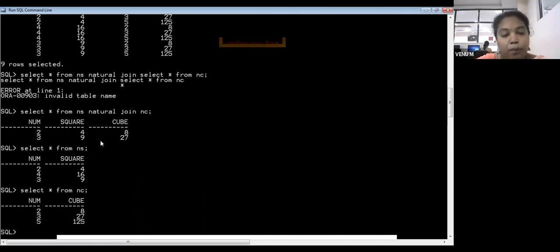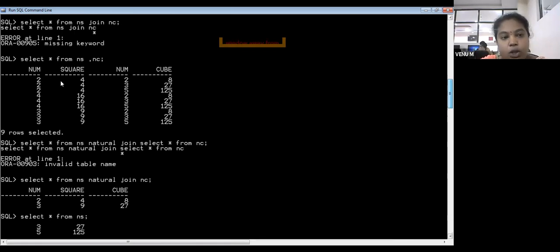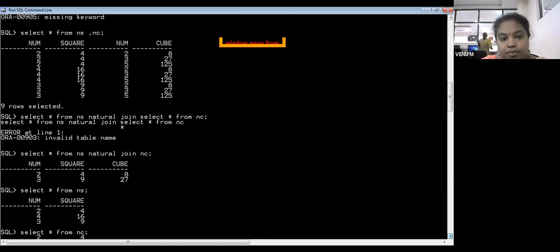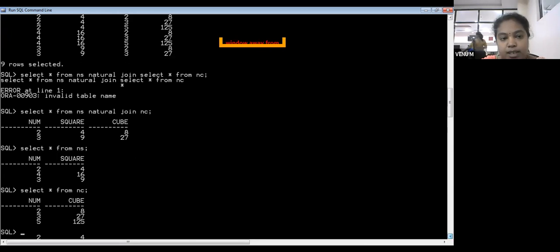Just observe the output of natural join and normal join. What is the output of normal join? Total 9 rows are selected, because 3 rows are for NS and 3 rows are for NC. The output is 3 into 3, 9. Okay, so in this way we have to observe. What are the common tuples? 2, 3 is the common tuple, so that will be displayed here.